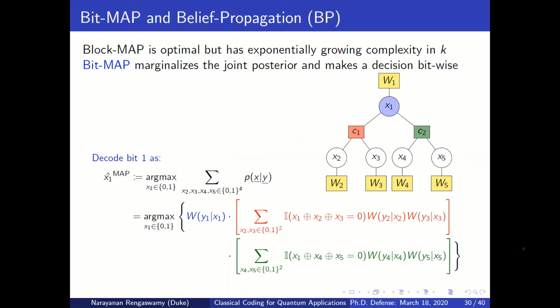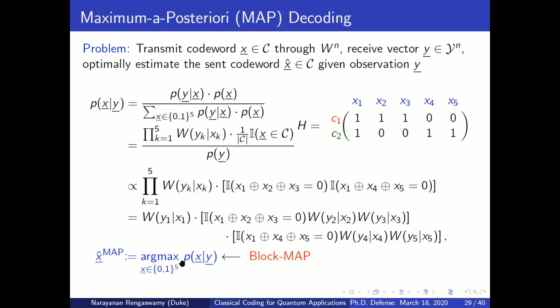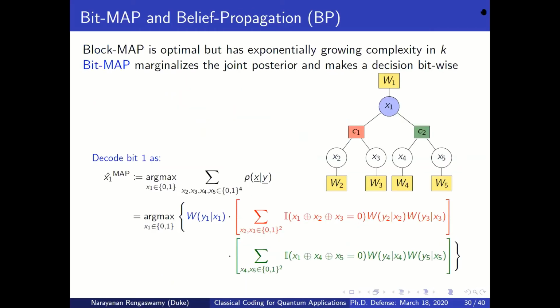But the problem is, if you think about this thing, you have to compute this number for every code word. And the number of code words you have is 2 to the k. So the complexity is exponential in k. And so you want to try and decrease complexity for practical reasons. So one thing we can do is, instead of doing block MAP, we can make bitwise decisions.